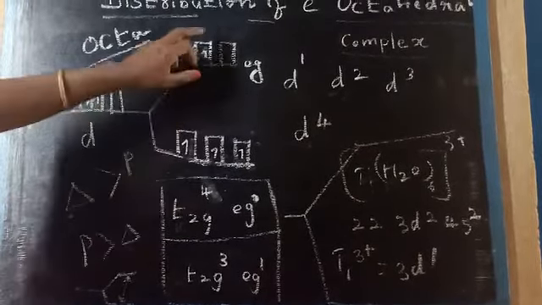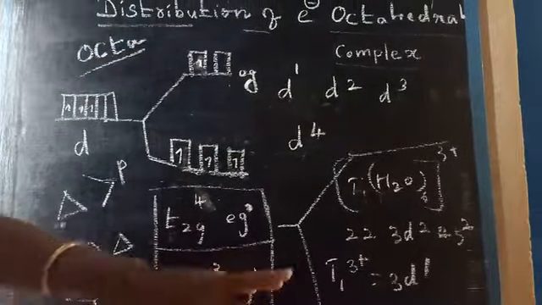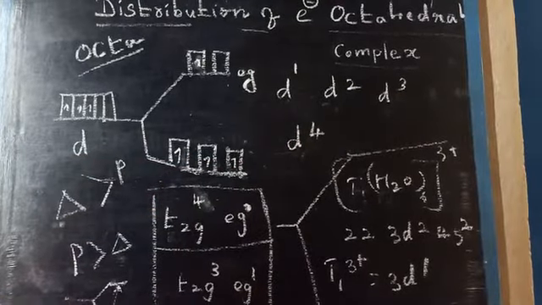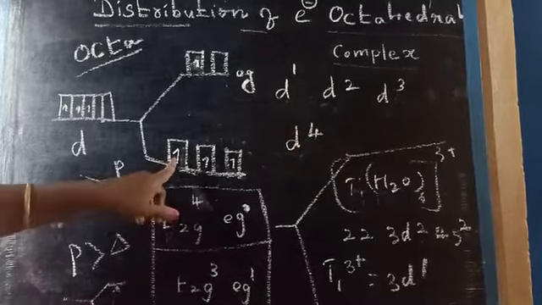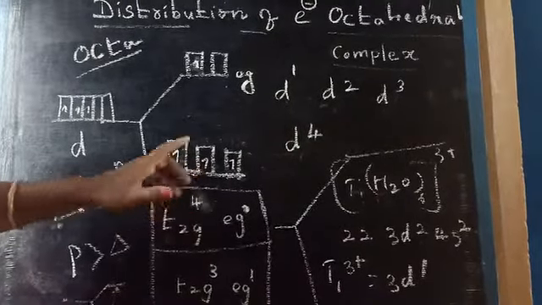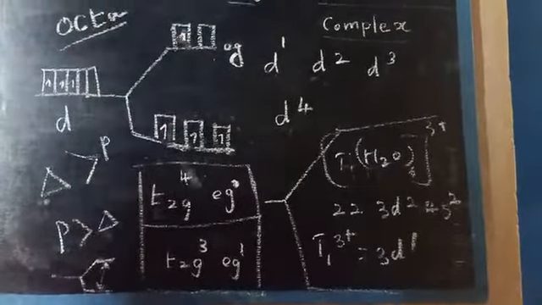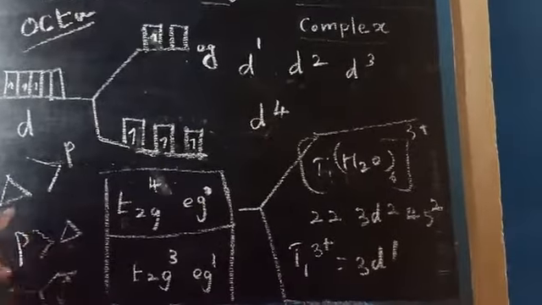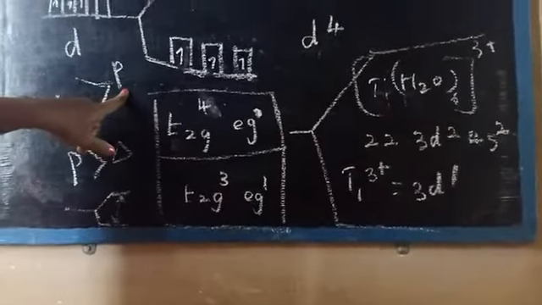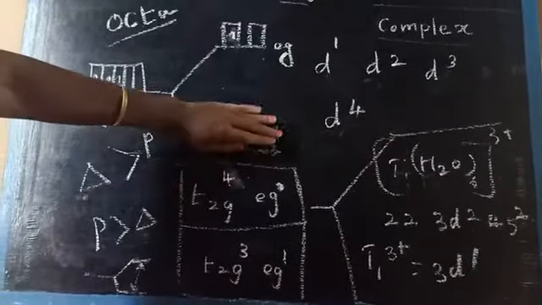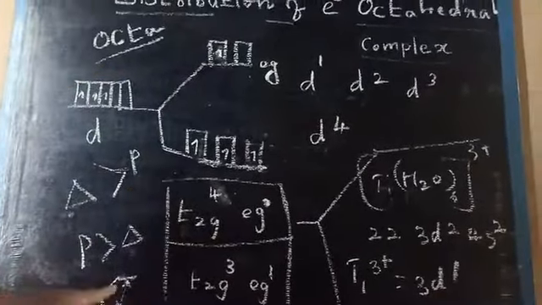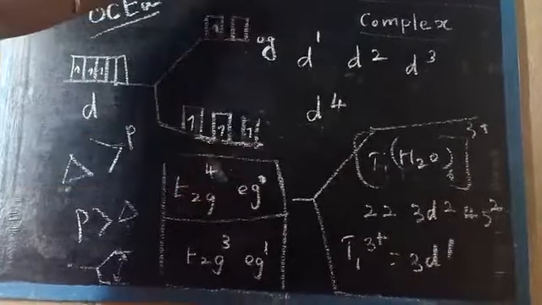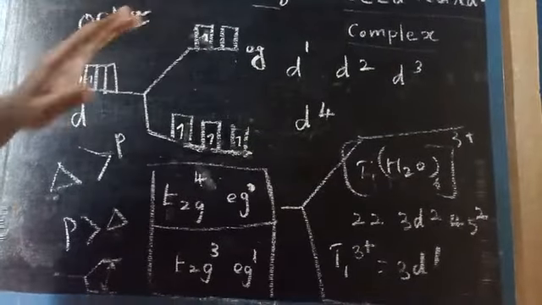Are you clear? Okay, so now the topic is distribution of electrons. Children, up to d3 there is no problem. From d4, d5, d6 configurations there is some doubt: is the fourth or fifth electron filled here or here? To avoid this confusion, use this concept. Point number one: delta is greater than P, pairing. Afterwards fill the electron here. Now, if pairing is greater than delta, the orbitals are singly filled, so the fourth electron enters the eg orbital.